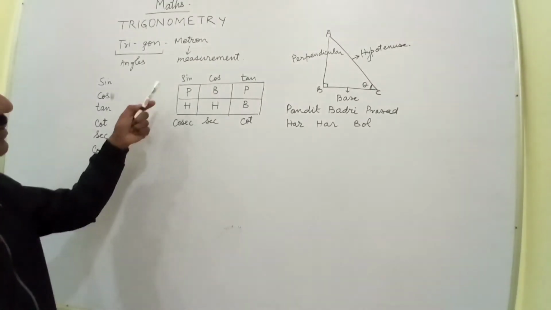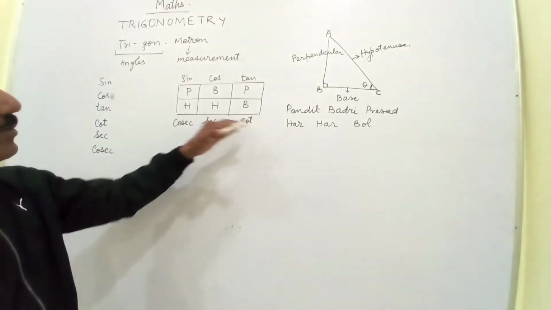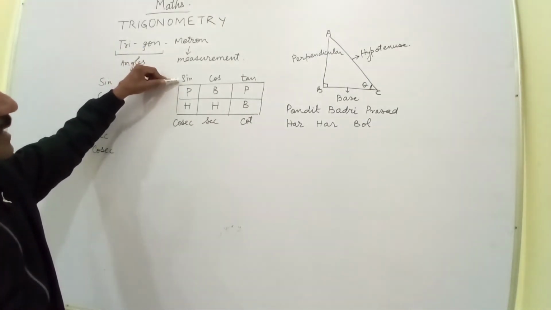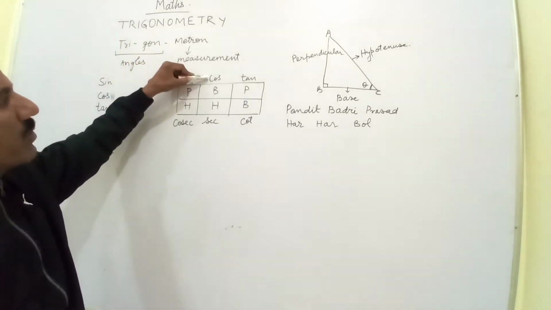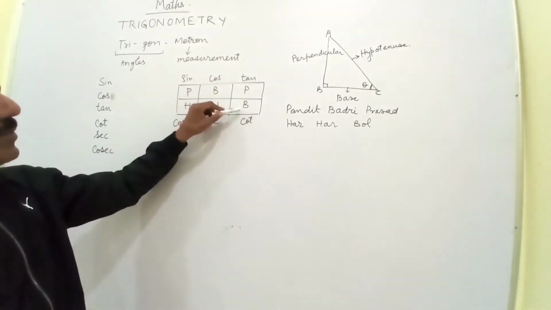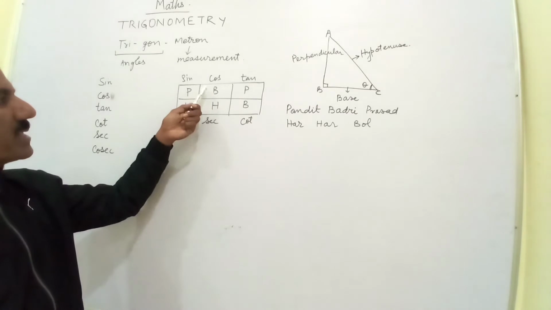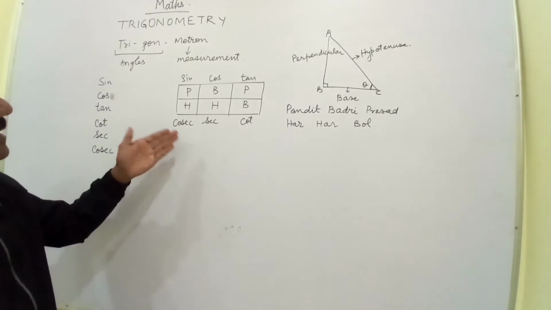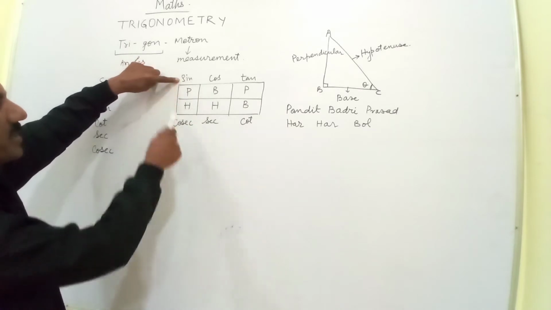How do we relate perpendicular, base and hypotenuse to sine, cos, tan, cot, sec and cosec? Sine equals perpendicular upon hypotenuse, cos equals base upon hypotenuse, tan equals perpendicular upon base, cot equals base upon perpendicular, sec equals hypotenuse upon base, and cosec equals hypotenuse upon perpendicular. You can easily know that sine is the reciprocal of cos.